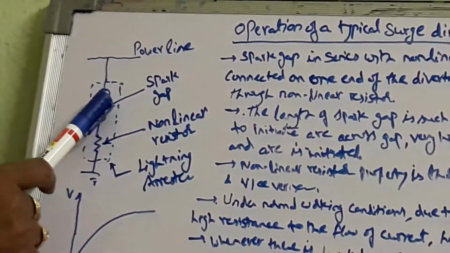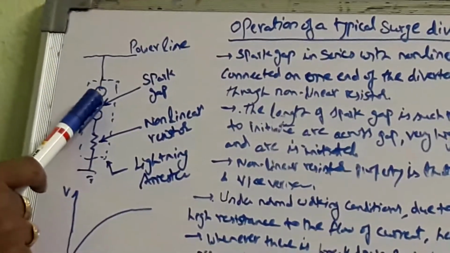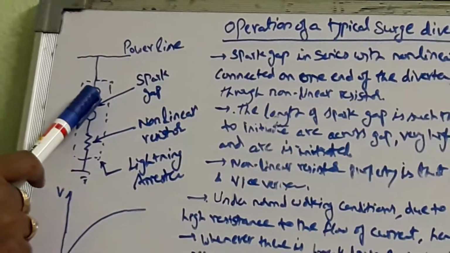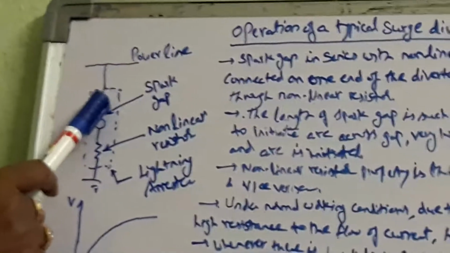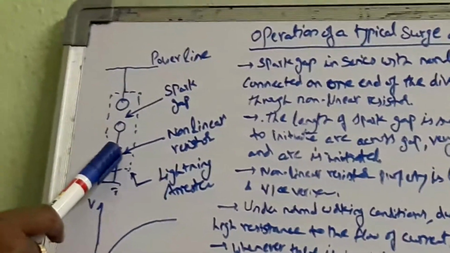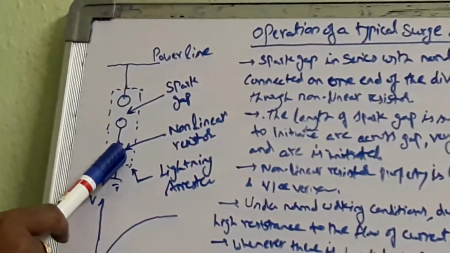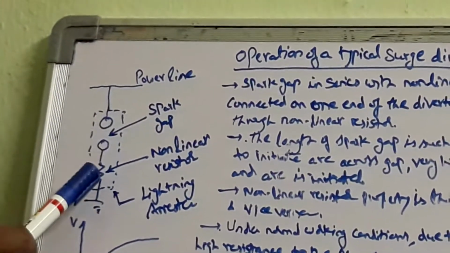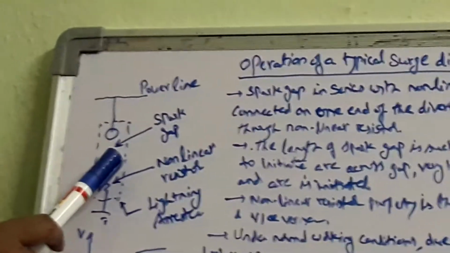The voltage under the surge is so high that it will lead to the breakdown of insulation of the air, producing a discharge current through the spark gap. Now the characteristic of the non-linear resistor is that under normal working conditions, the non-linear resistor will provide very high resistance to the capacitive current.